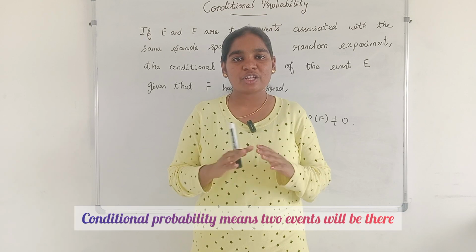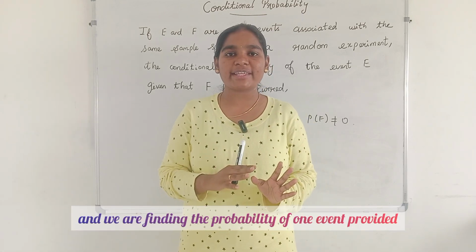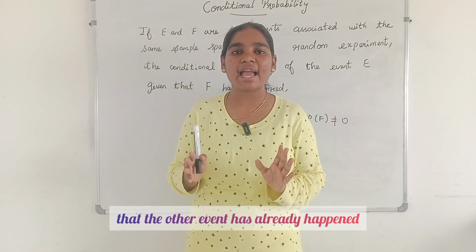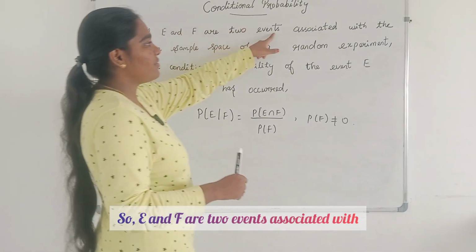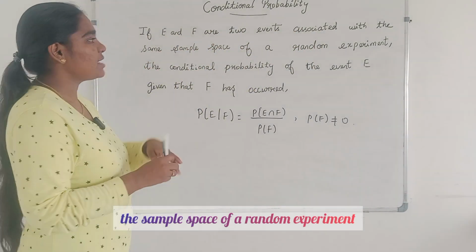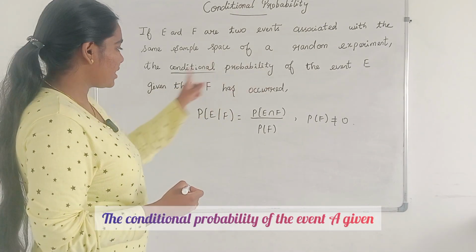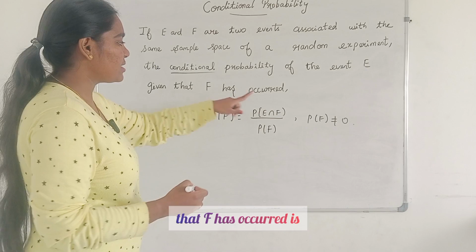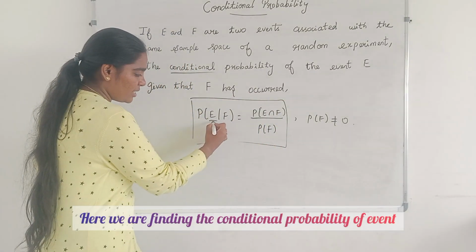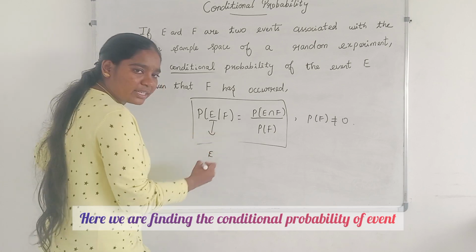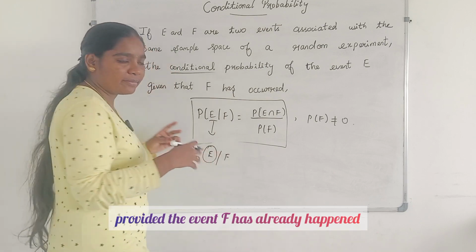Conditional probability means two events will be there and we are finding the probability of one event provided that the other event has already happened. So, E and F are two events associated with the sample space of a random experiment. The conditional probability of the event E given that F has occurred, this is the conditional probability formula. Here we are finding the conditional probability of event E provided the event F has already happened.